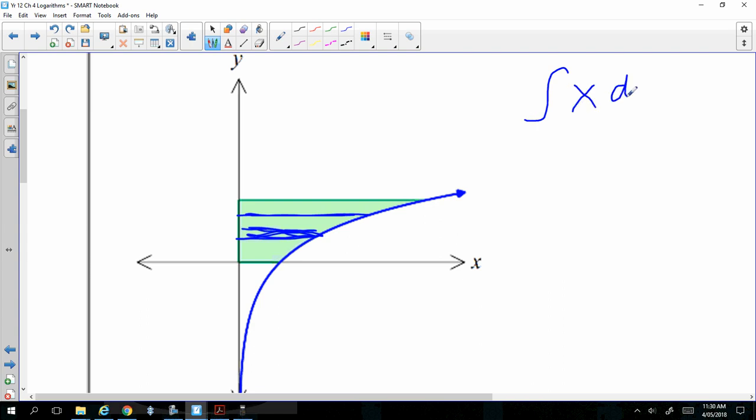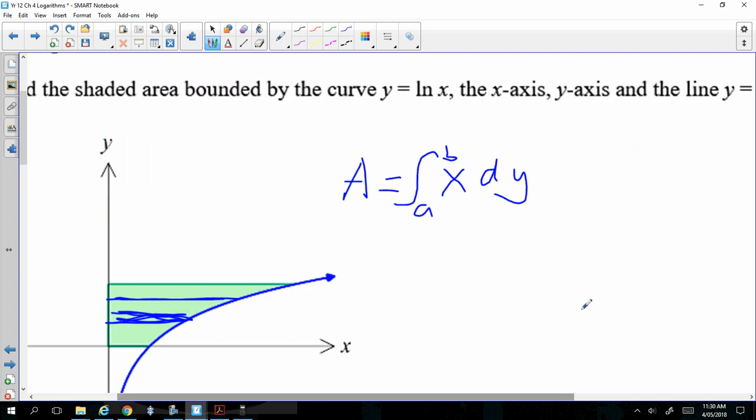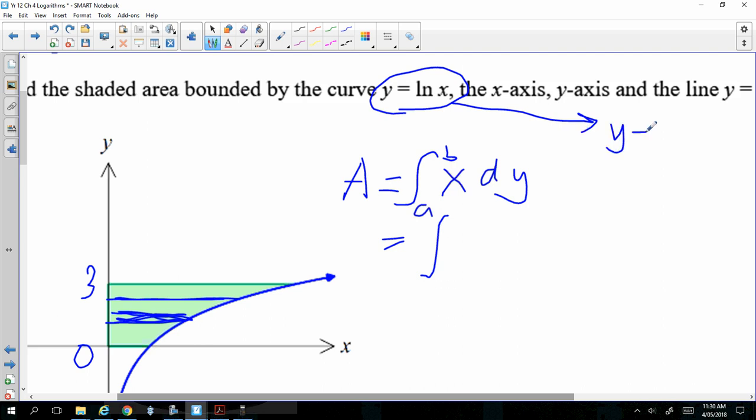So what you do is, the limit is going to be y equal to 3. You have to make x the subject. So y is log base e of x, and you have to write it in index form. e to the power y is x, so the integral of e to the power y dy, with limits from 0 to 3.